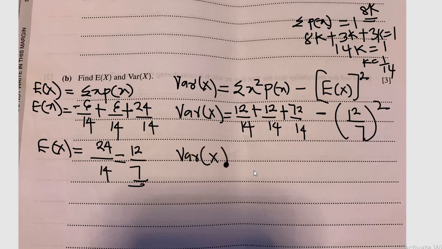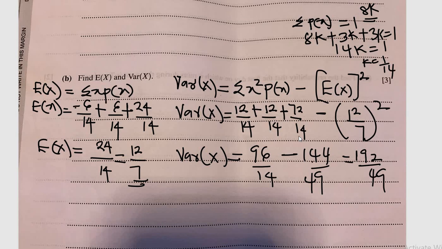So variance of x, 12 plus 12, 24, plus 72, it gives us 96. For the LCM of 14, 96 over 14 minus 144 over 49. So put this in your calculator. Let's see what we're going to get. It gave us 192 over 49, in lowest terms, or 3.92 to 3 significant figures. That's it. Let's see the next question.